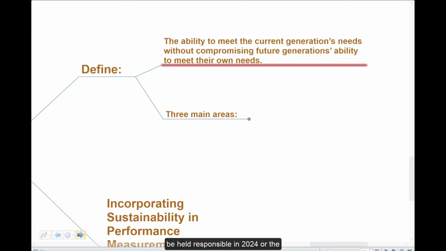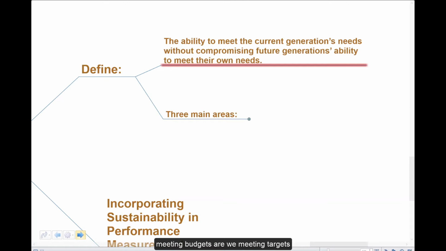Do we want to be held responsible in 2024, or the beginning of the 20th century, the first 24 years, at being highly responsible or linked to serious global warming or climate change? You get the drift. So sustainability is important, and indeed, linking back into performance measurement, perhaps we need metrics in this area. Perhaps we need to consider not just profit.